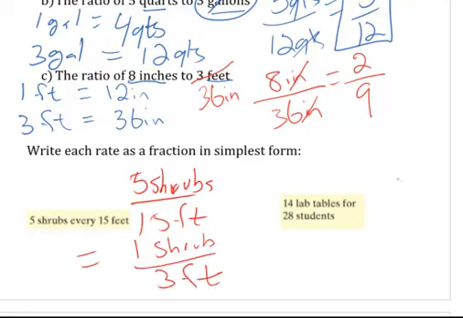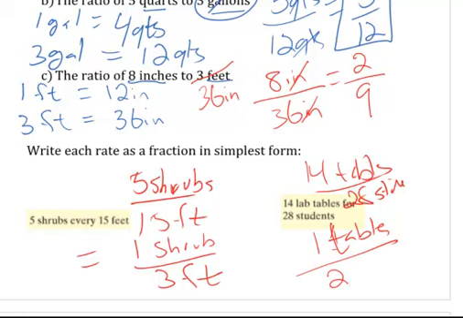Same thing over here on this next one. 14 lab tables for 28 students. So if I have 14 tables and we have 28 students, we can divide them both by 14. That means we're going to have 1 table for every 2 students.